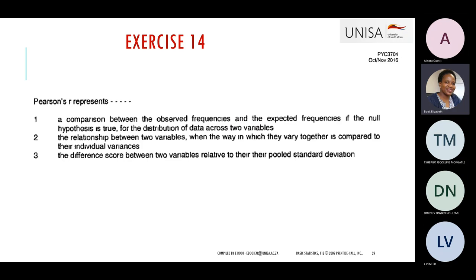I thought we were almost done. So I have a lot of questions from your past exam papers. Okay, let's look at another one. Pearson R represents. So now you need to be able to know how to interpret your Pearson R, how to interpret your coefficient of correlation. Number one, does it represent a comparison between observed frequencies and expected frequencies if the null hypothesis is true for the distribution of the data across the variable? Number two, does it represent the relationship between two variables when the way in which they vary together is compared to their individual variances? Number three, the difference score between two variables relative to their pooled standard deviation.